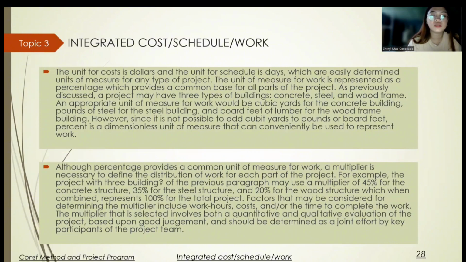Factors that may be considered for determining the multiplier include the work hours, cost, and or the time to complete the work. The multiplier that is selected involves both quantitative and qualitative evaluation of the project based upon good judgment and should be determined as a joint effort by the key participants of the project team.